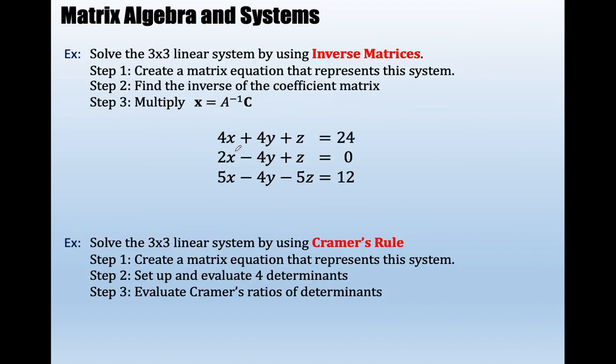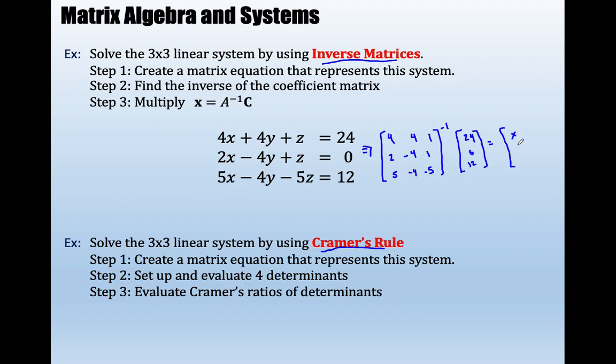So why don't you practice with 3 by 3s? All right, so I want you to take this same system and solve it using inverse matrices, and I want you to also solve it using Cramer's rule. Okay, so you can pause and do it yourself, or watch me. I'm not going to use the calculator, but I will go through the setup. I'm going to take the inverse of that matrix and multiply it times 24, 0, and 12. And that is going to equal my x, y, and z.